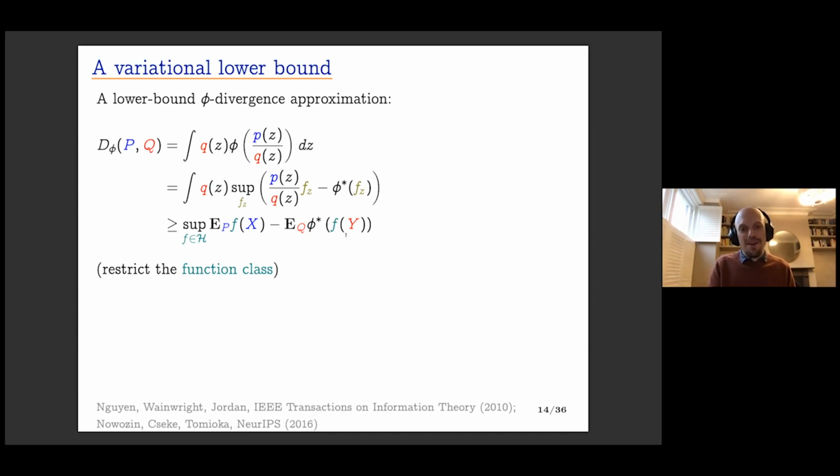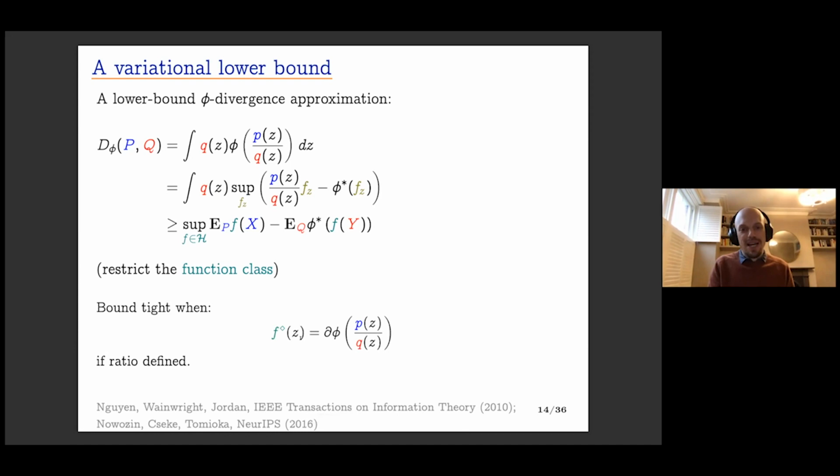What's interesting here is that you should be getting flashbacks to the integral probability metric. This is not quite an integral probability metric, because it's not EP of f minus EQ of f, it's EP of f minus EQ of phi star of f. But it's nonetheless a difference in expectations evaluated over some well-behaved class of functions. So one might expect it to start drifting towards an integral probability metric in its behavior and drifting away from this phi divergence behavior.